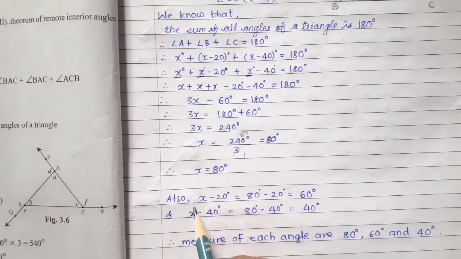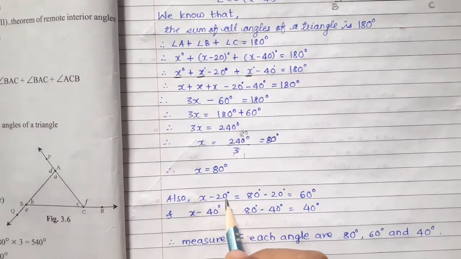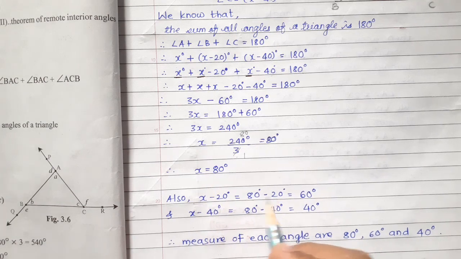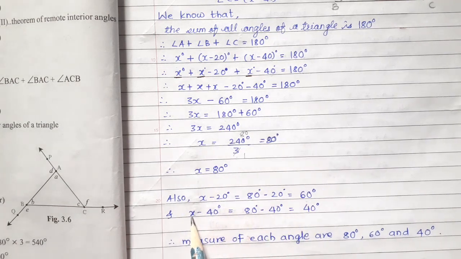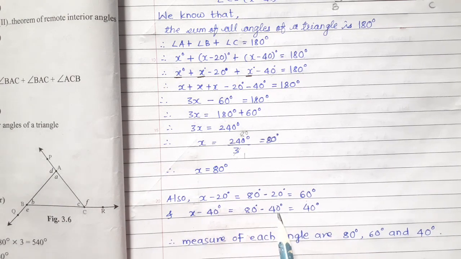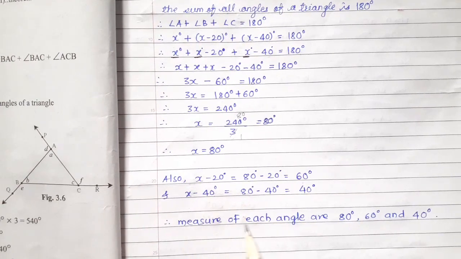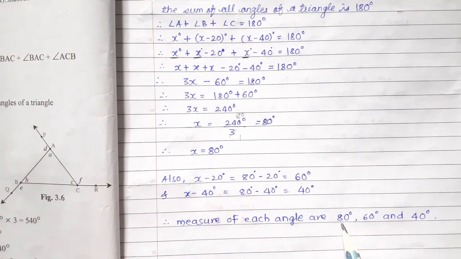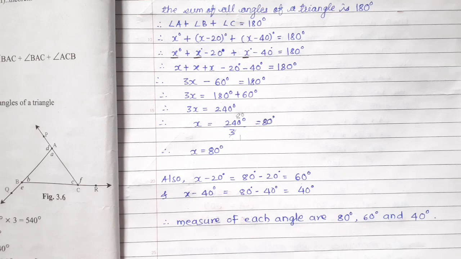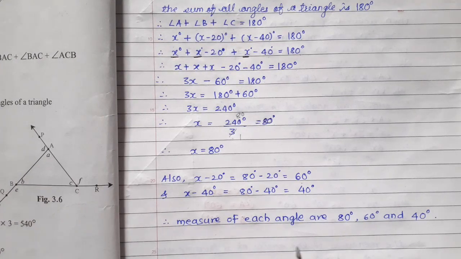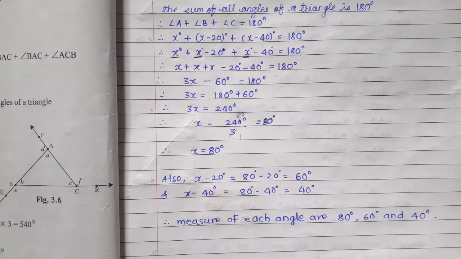Also we are having x minus 20 degree. Then put the value of x. Then we are having 80 minus 20, that is 60 degree, and also x minus 40 degree. So put the value of x, 80 minus 40 is equal to 40 degree. Therefore the measure of each angle are 80 degree, 60 degree and 40 degree. The required measure of each angle are 80 degree, 60 degree and 40 degree.